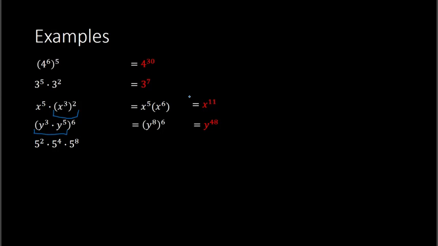Next we have 5 squared times 5 to the 4th times 5 to the 8th power. This is all multiplication, so I simply add the exponents. 2 plus 4 plus 8 would give me 14. So my solution is 5 to the 14th power.